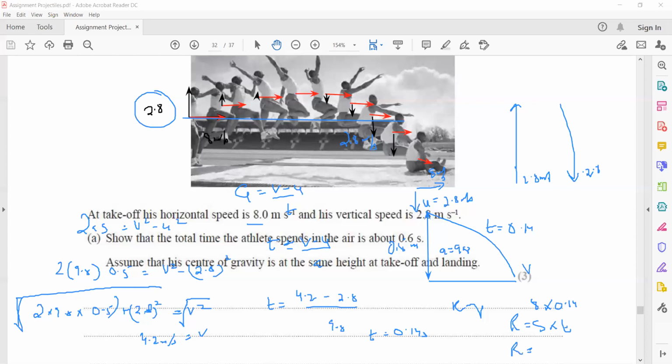What's the final answer? 8 into 0.14 is equal to 1.12. So 1.12 meters is the final answer, the extra distance which this athlete will cover. Is it clear?